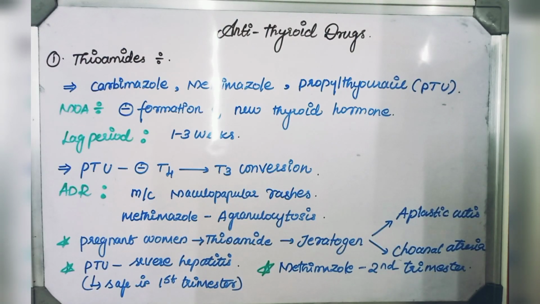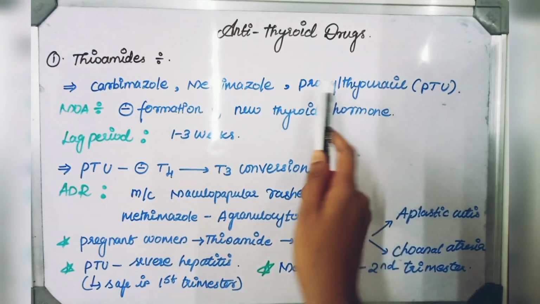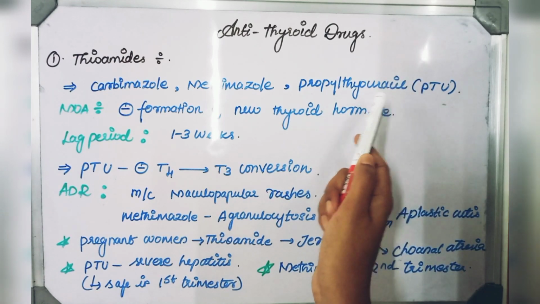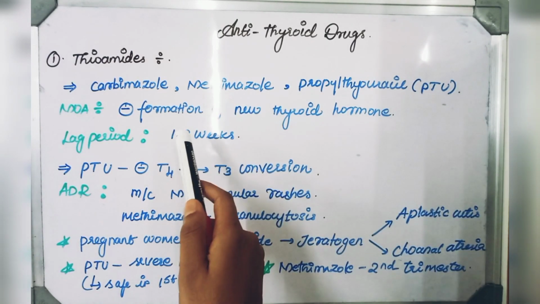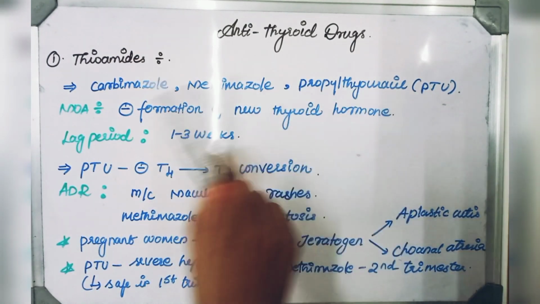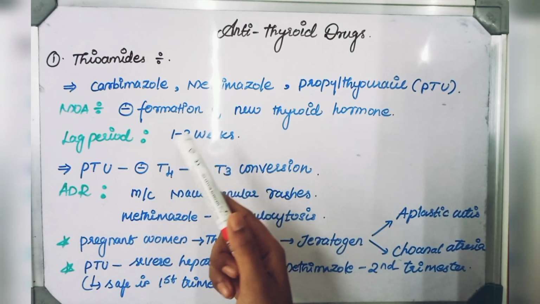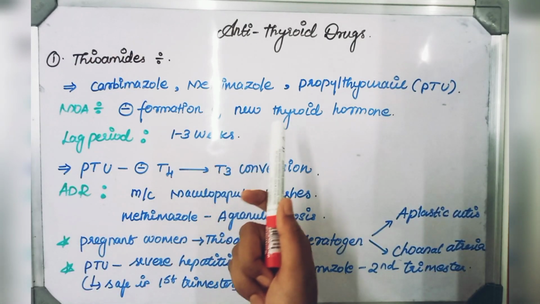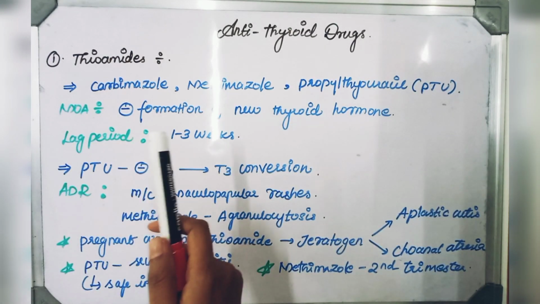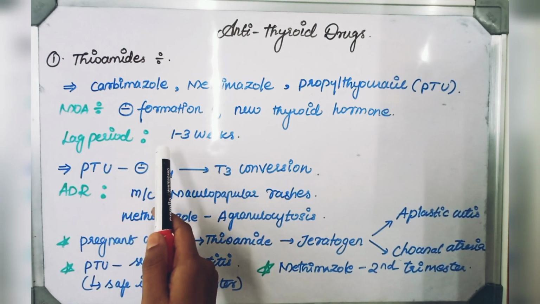The thioamides include carbimazole, methimazole, and propylthiouracil. Propylthiouracil plays a slightly different role from the other drugs of this group. The mechanism of action of thioamides is inhibition of the formation of new thyroid hormones, and another important thing is that the lag period is 1 to 3 weeks.